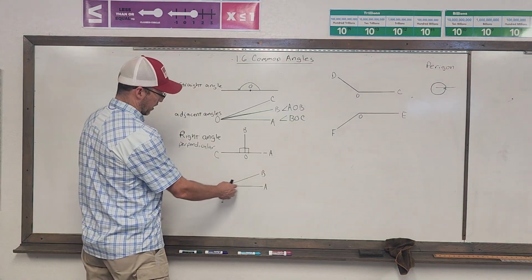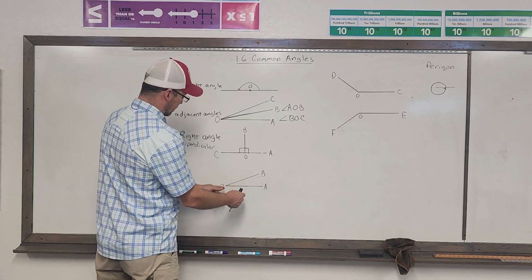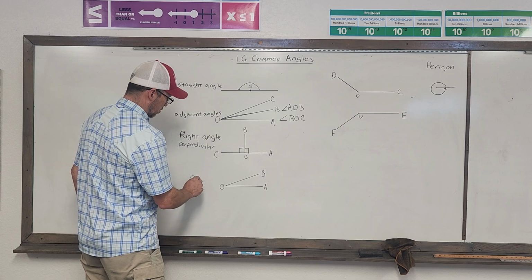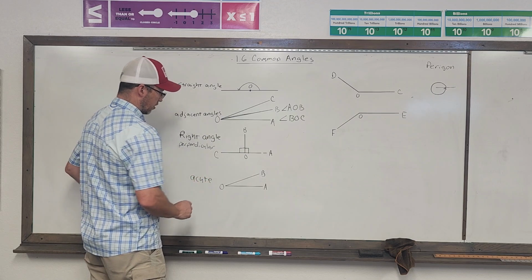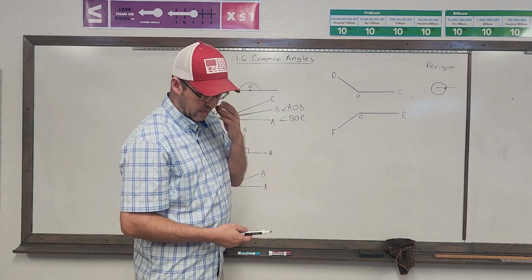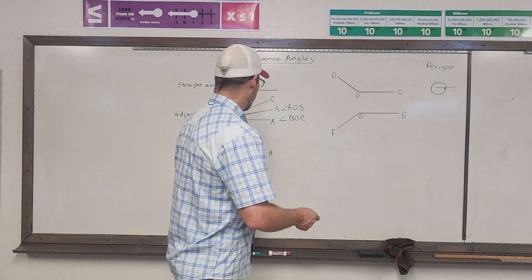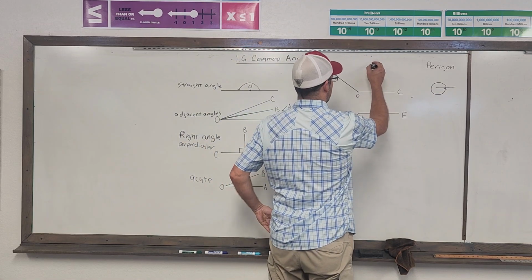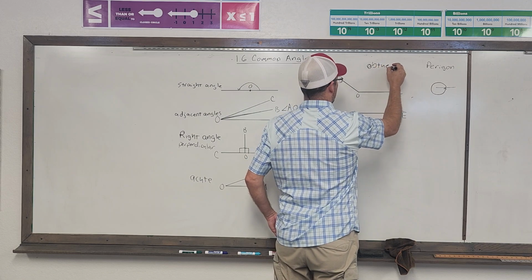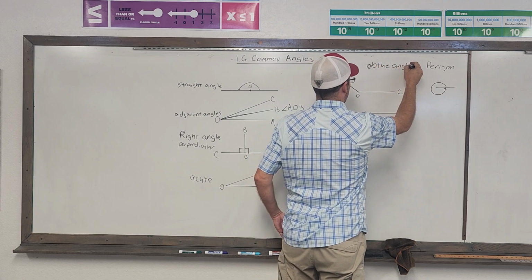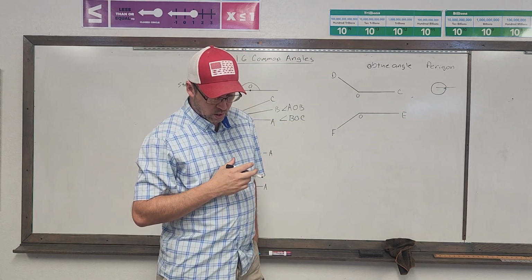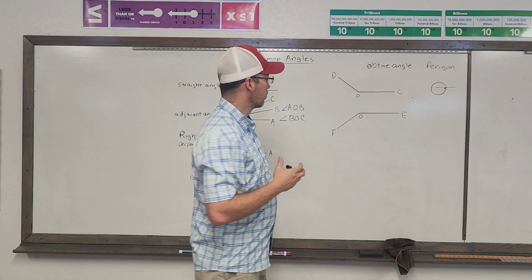So a right angle would have been basically two straight lines, half of a straight angle. Acute is less than a right angle, which means it's between 0 degrees and 90 degrees. And an obtuse angle is greater than a right angle, but it's less than a straight angle.